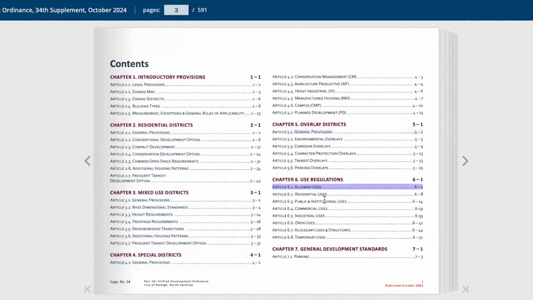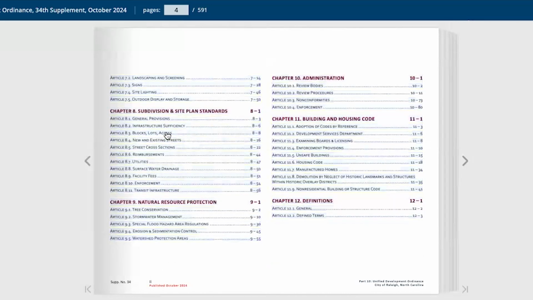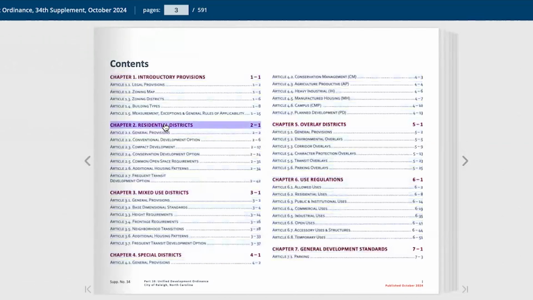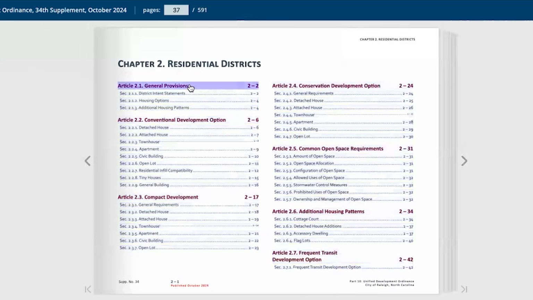Special district overlay, use regulations, subdivision and site plan. This is more like developments. This one is also going to be more of resources for when you're doing a full development. So if you're doing developments, this is good to know. This one's not that important. This one, again, it's a good idea to kind of skim through this and know some of the things in here. And then you've got definitions. So for now, we're going to really just kind of focus in here.